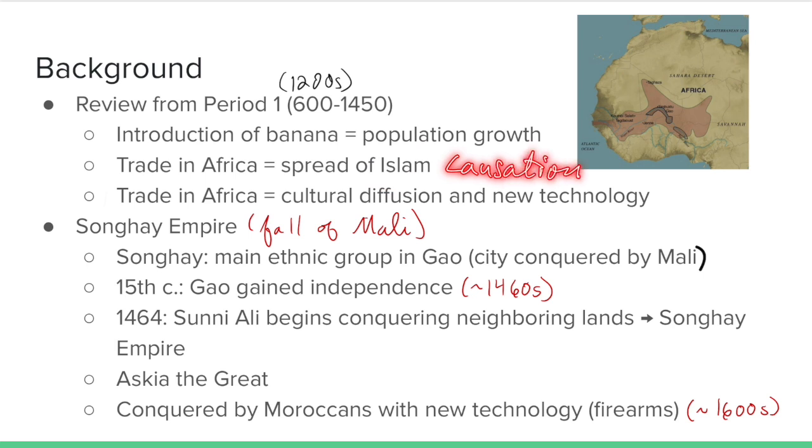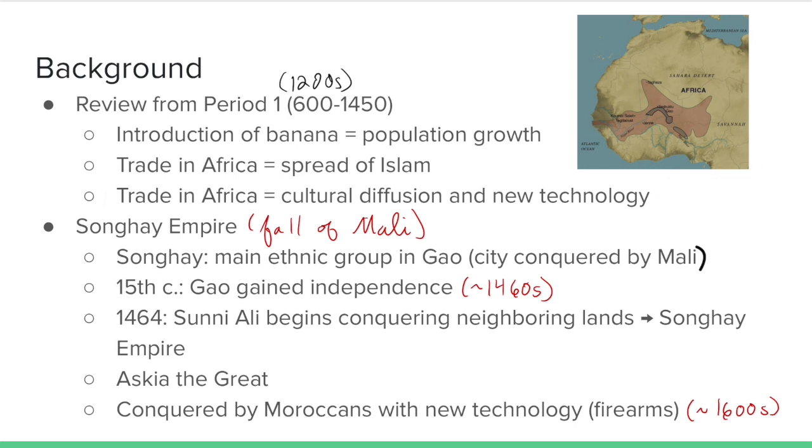As a result of trade in Africa, you get cultural diffusion, meaning like the spread of Islam. That is an example of culture, a religion, as well as new technology that is spreading. Remember that the camel made the trans-Saharan desert route feasible, and we're also going to see old world technology in the form of guns, gunpowder, and cannons spread during the Pax Mongolica.